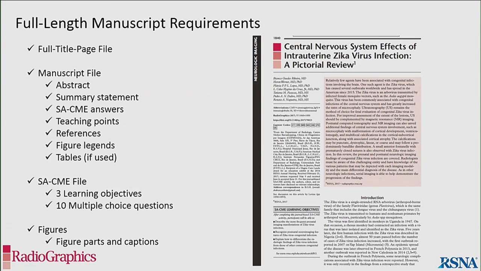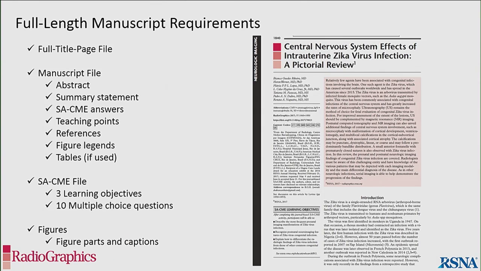So for full-length manuscripts, we require a general title page, a manuscript file which includes an abstract, a summary statement, the CME answers that are annotated within the text. As you can see, the CME file is a separate file that includes the 3 learning objectives and 10 multiple choice questions. And then the figures.